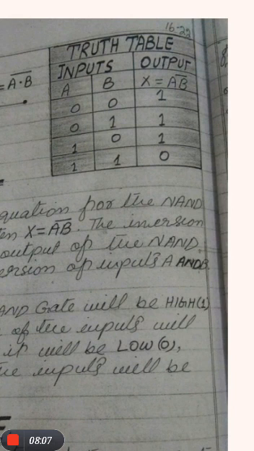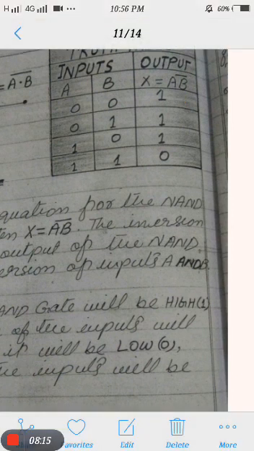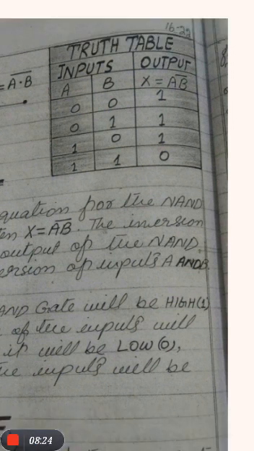When the inputs are 0 0, they will be multiplied and give us a 0, but the inversion of 0 is 1. When the inputs are 1 0, they will be multiplied and give us a 0, but the inversion of 0 is 1. 0 1 multiplied will give us a 0, the inversion is 1. 1 1 will multiply and give the answer 1, but the inversion of 1 is 0.